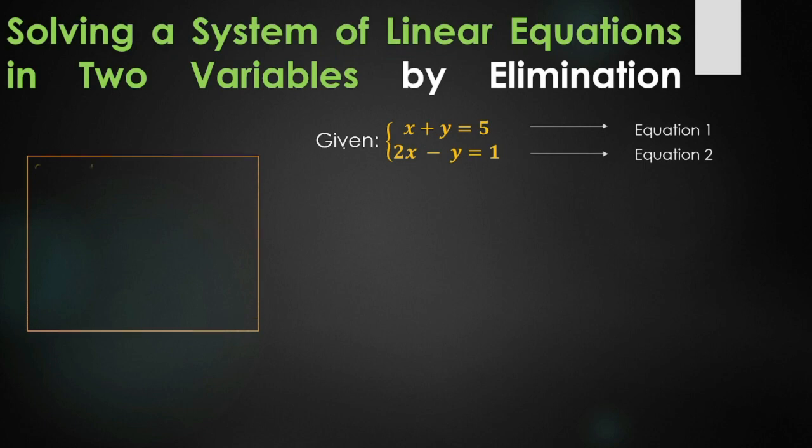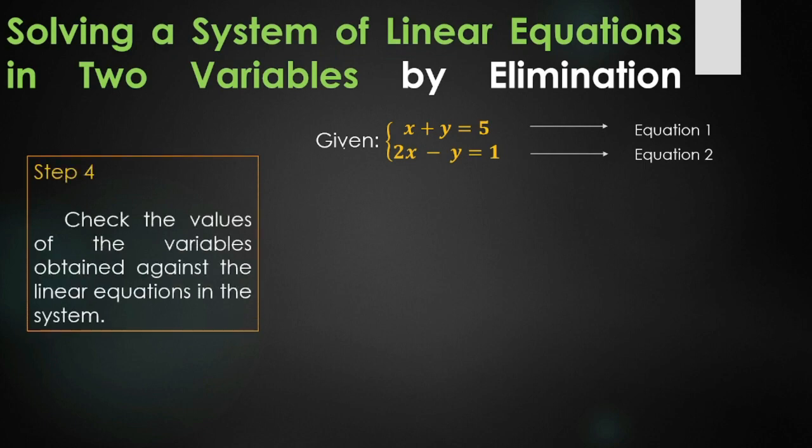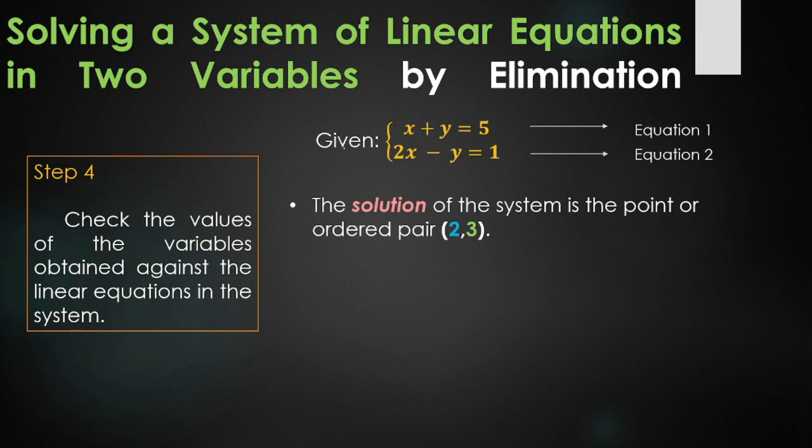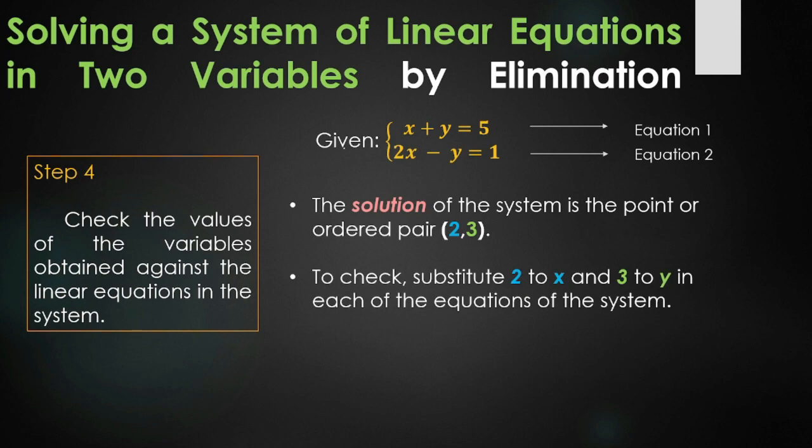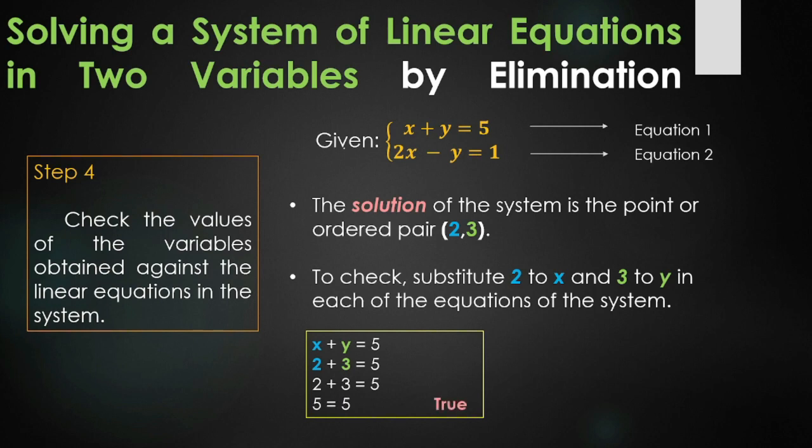For our final step, we are going to check the values of the variables obtained against the linear equations in the system. The solution of the system is the point or ordered pair 2, 3. So to check, we are going to substitute 2 to x and 3 to y in each of the equations of the system. Let us have first equation 1. x plus y equals 5. So we substitute 2 to x, 3 to y. Then we perform the operation. What is 2 plus 3? The answer is 5. And is 5 equal to 5? Of course. So, therefore, it is true.